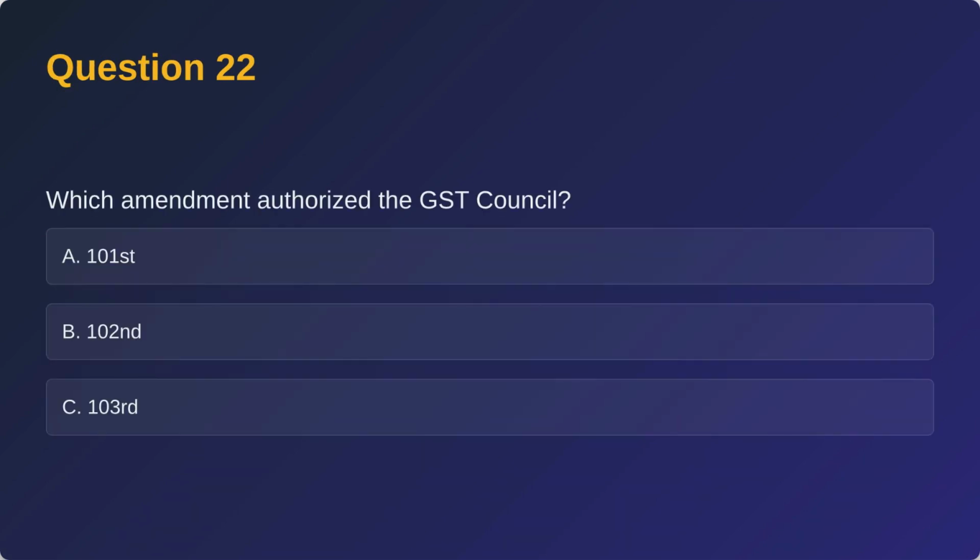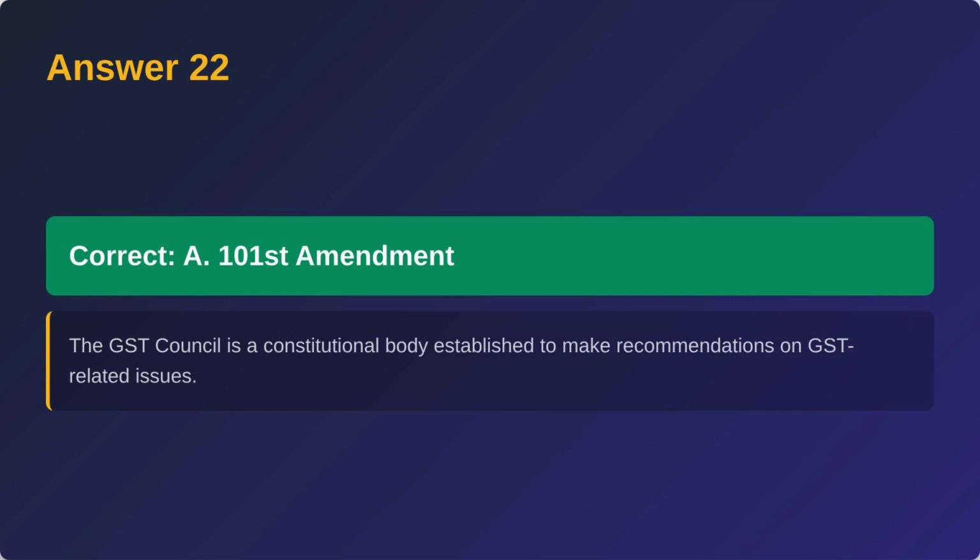Question 22. Which amendment authorized the GST Council? Answer 22. The 101st Amendment. The GST Council is a constitutional body established to make recommendations on GST-related issues.